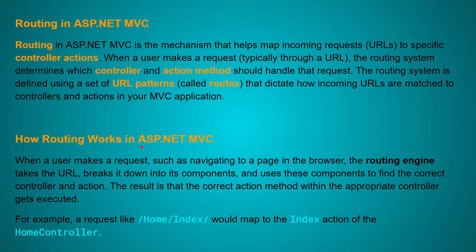How routing works in ASP.NET MVC. When a user makes a request, such as navigating to a page in the browser, the routing engine takes the URL, breaks it down into its components and uses these components to find the correct controller and action. The result is the correct action method within the appropriate controller gets executed. For example, a request like /home/index/ would map to the index action of home controller.